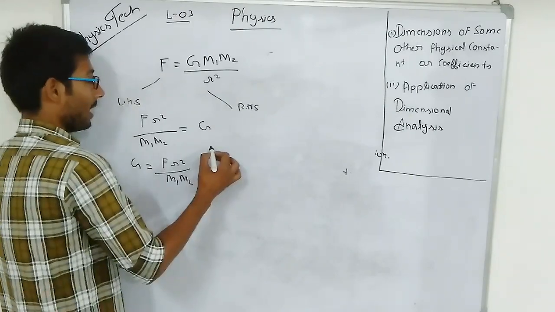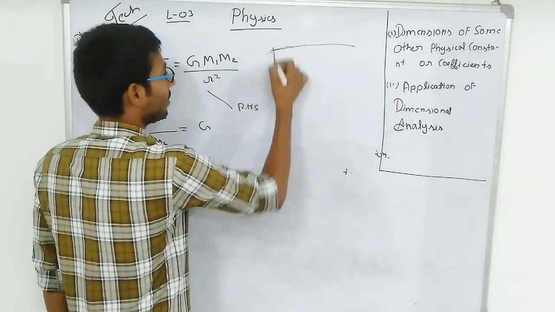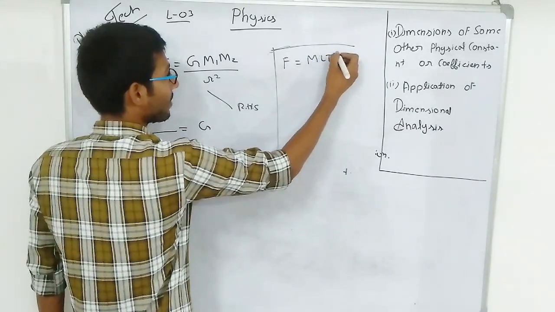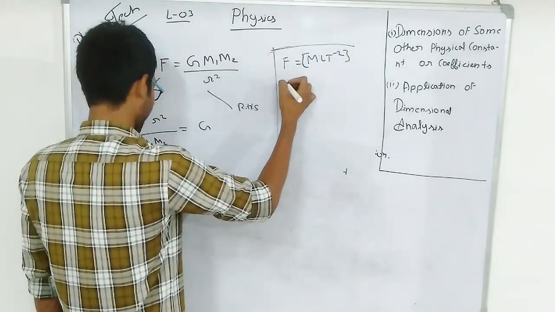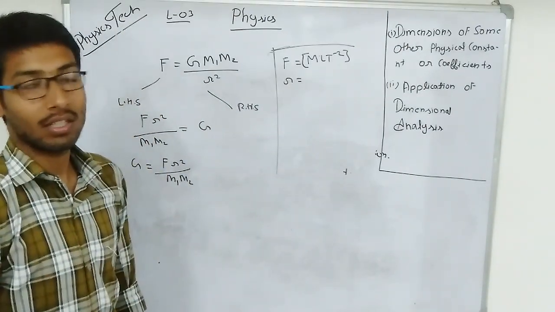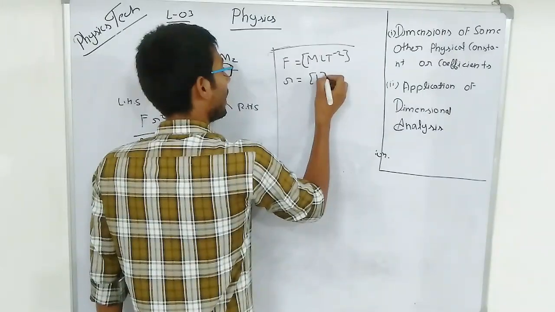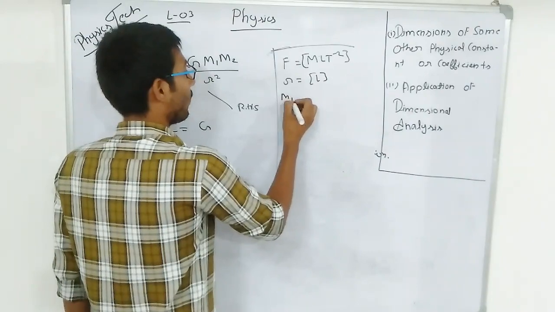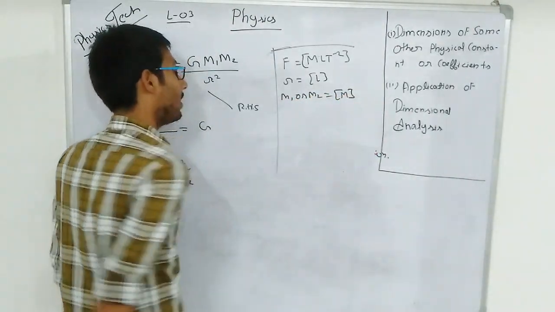And we know that the dimension formula of F is equal to M L T base minus 2. The dimension formula of R, which is radius, is capital L. And the dimension formula of M1 and M2 is mass, so M1 or M2 is equal to capital M.